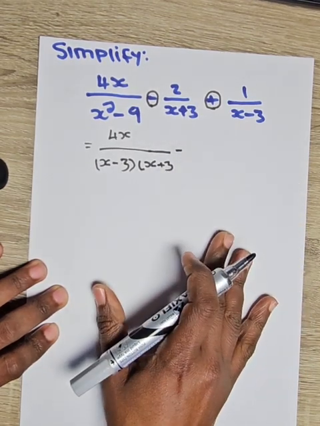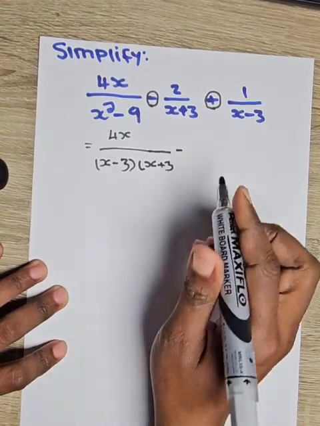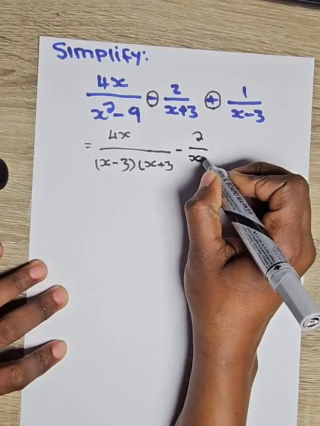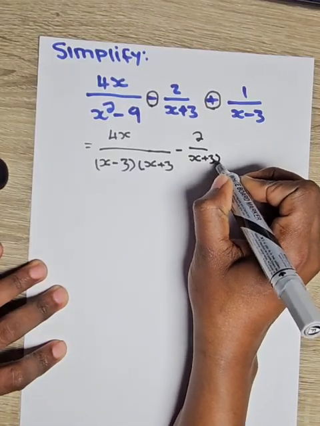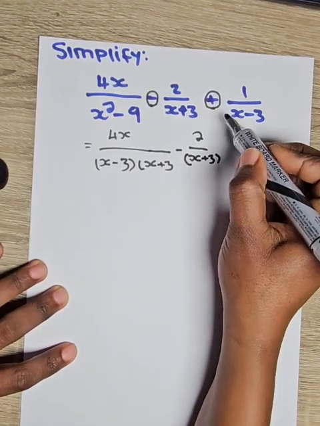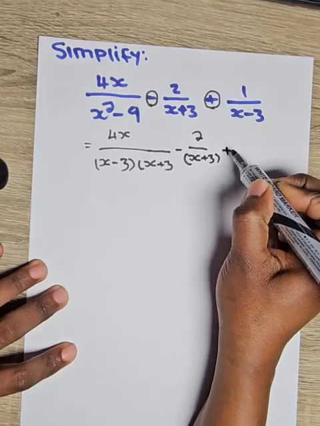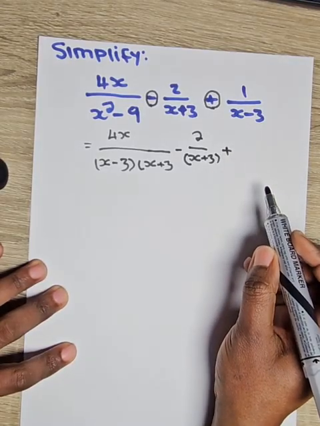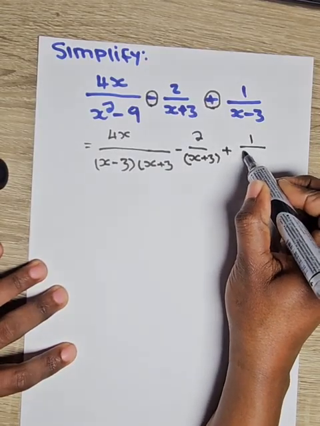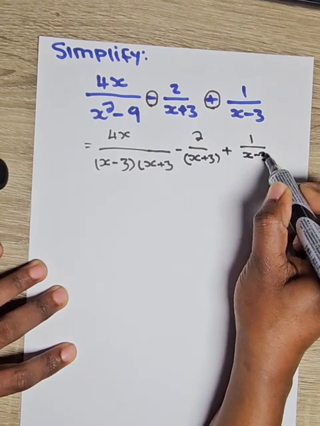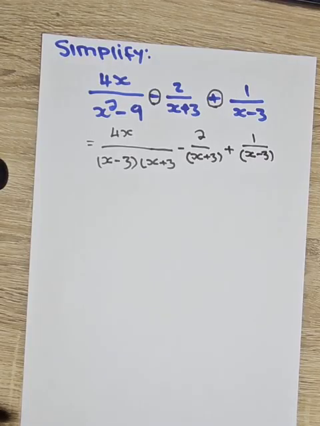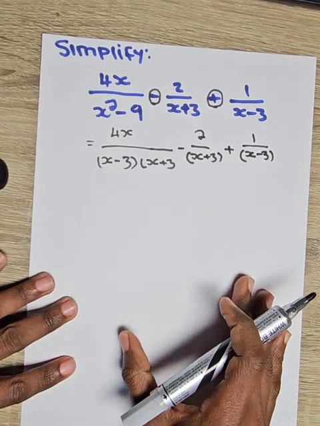Then bring it down, your minus 2 over x plus 3. We cannot simplify any further, but we are going to bracket the denominator in order to make it one term. Then bring it down, your plus 1 over x minus 3. We can't factorize, but we're going to bracket in order to make it one term. Now each term is one term.